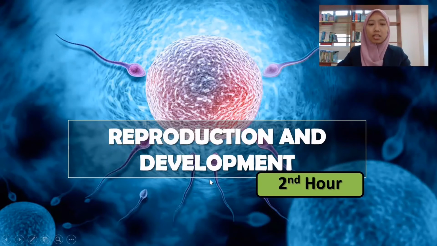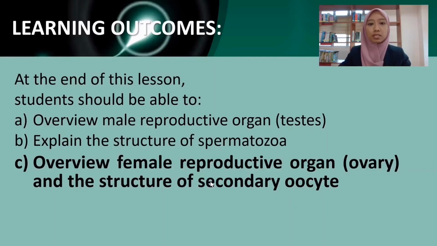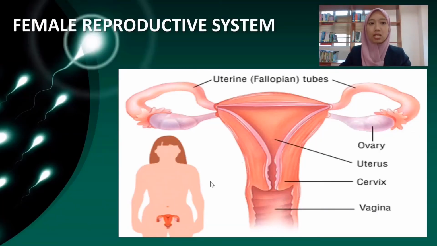Hello everyone. Today's lecture is reproduction and development. We'll focus on human reproductive system, whereby at the end of this lecture, you should be able to overview the female reproductive organ, especially ovary, and the structure of secondary oocyte. Let's start. This is the illustration of female reproductive system.